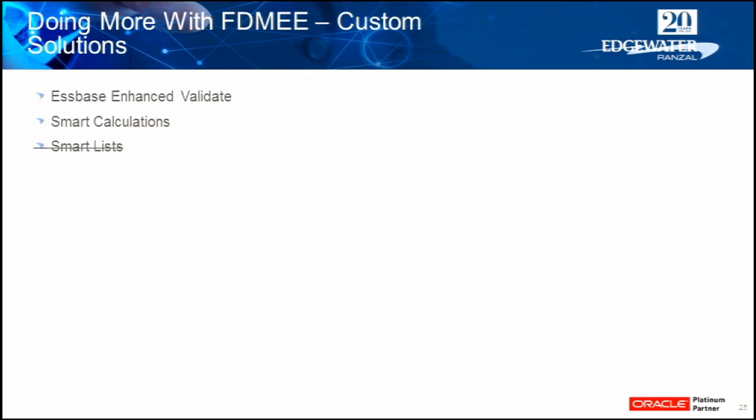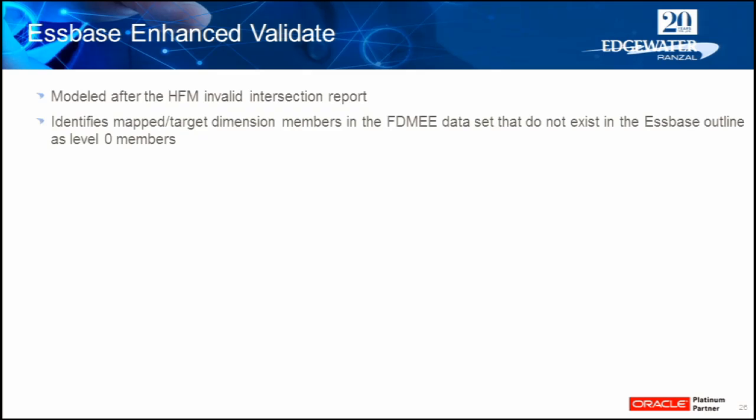I had 3 up there: Essbase Enhanced Validate, Smart Calculations, and Smart List. Smart List is cut out for a reason. So Essbase Enhanced Validate, we modeled it after what's called the HFM intersection validation report, and that allows us to check where we're loading data. Is it actually a valid level 0 member in the outline? We do it for a couple of different reasons.